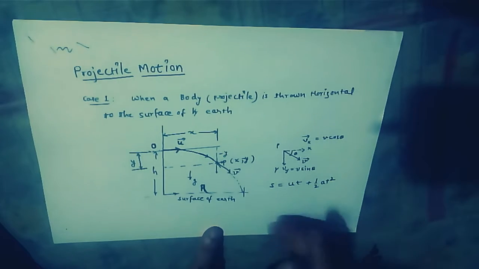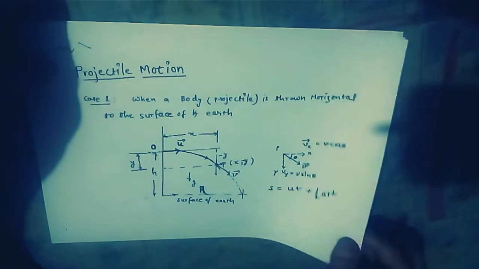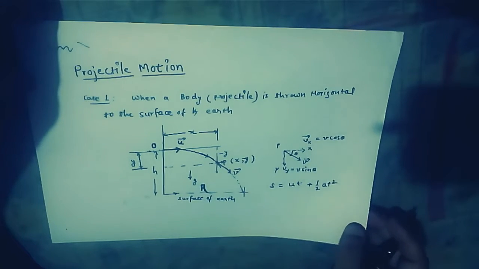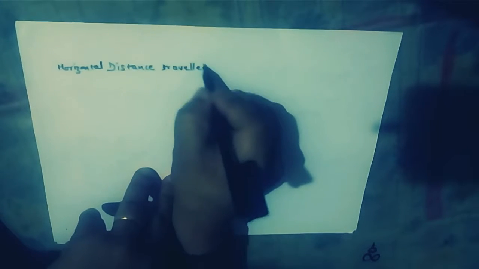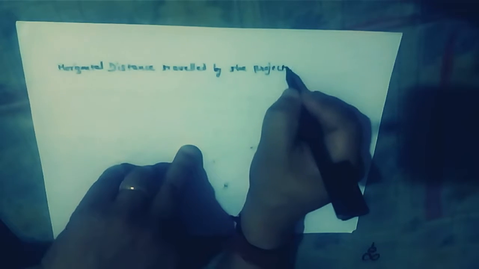So when we try to find the motion of the projectile along the x-axis and y-axis, we will have the proper distance for the x and y axes. Suppose for the x-axis, the horizontal distance traveled by the projectile at the finish of its journey.